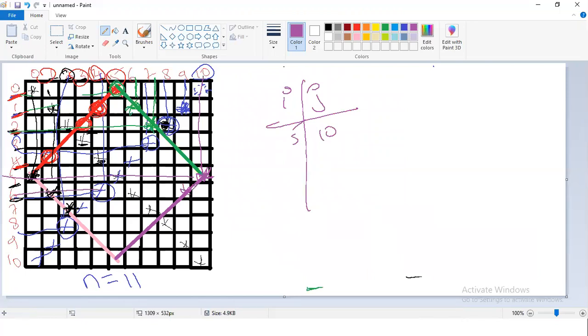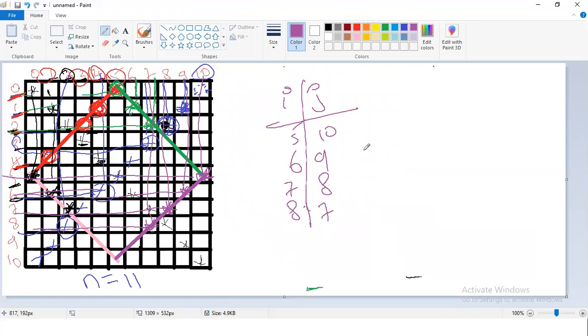For this star, what is the I value? I value is 6. What is the j value? J value is 9. For this star, what is the I value? I value is 7. What is the j value? J value is 8. For this star, what's the I value? I value is 8. What's the j value? J value is 7. I can stop till here.